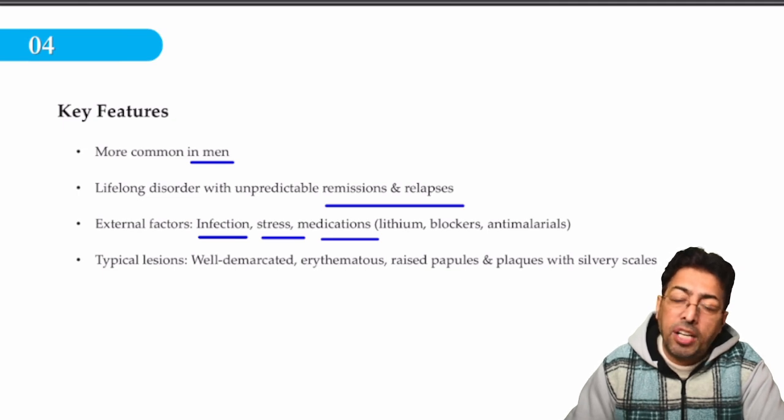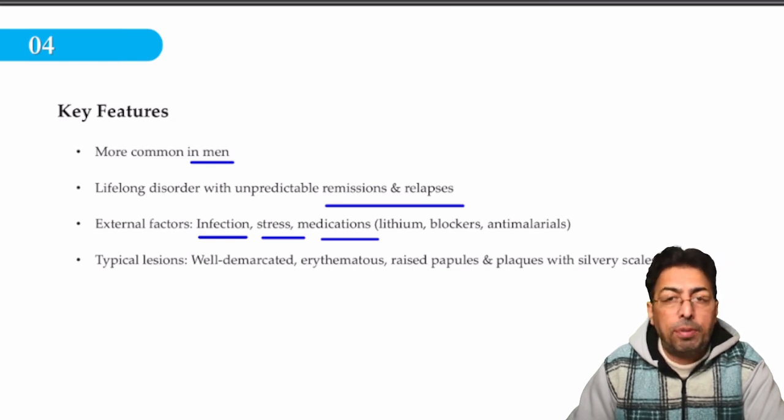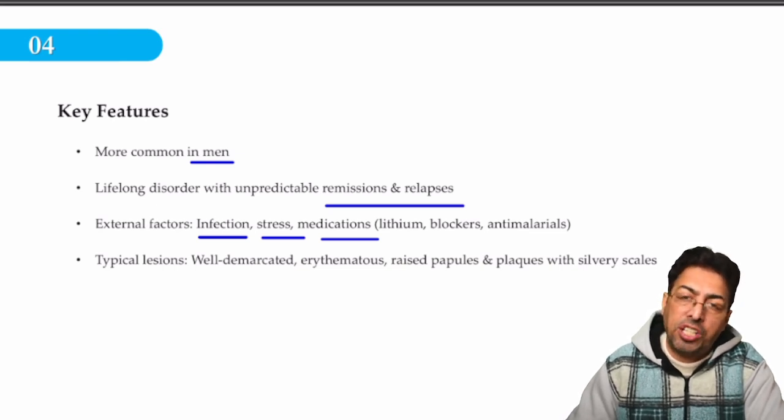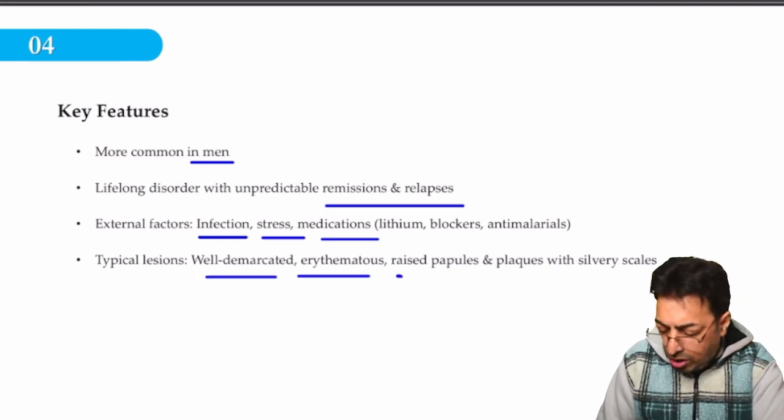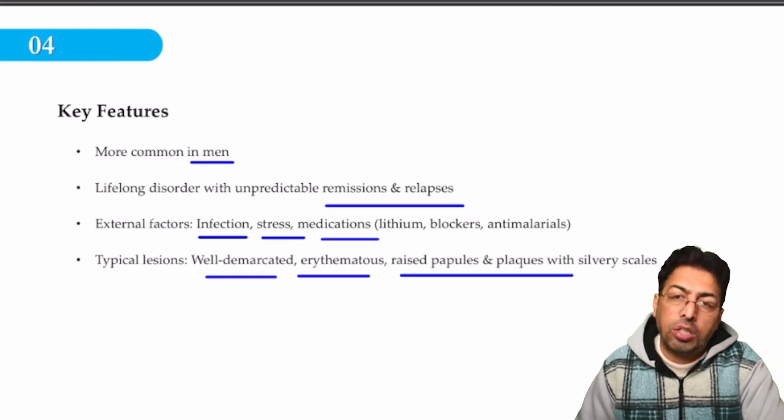And what are the medications you have to remember? There's a long list, but lithium and antimalarials precipitate psoriasis. That's important in addition to stress and infections. Streptococcal infections or respiratory tract infections, especially the upper and the lower respiratory tract infections, can predispose a patient to psoriasis. And the typical lesions are well demarcated erythematous raised plaques or papules with silvery scales.